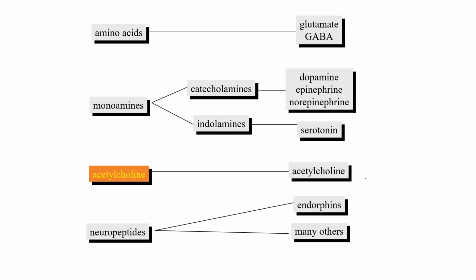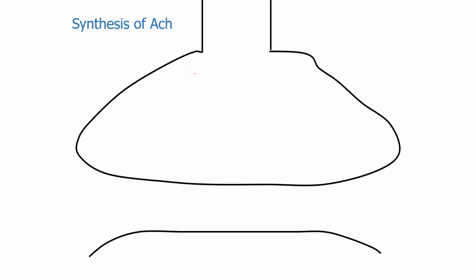On to now acetylcholine. Acetylcholine is different from other neurotransmitters that we've discussed so far, so it kind of gets a category on its own. I'm going to be abbreviating acetylcholine as ACH. The synthesis of acetylcholine, because it's a classic neurotransmitter, also occurs in the terminal button.